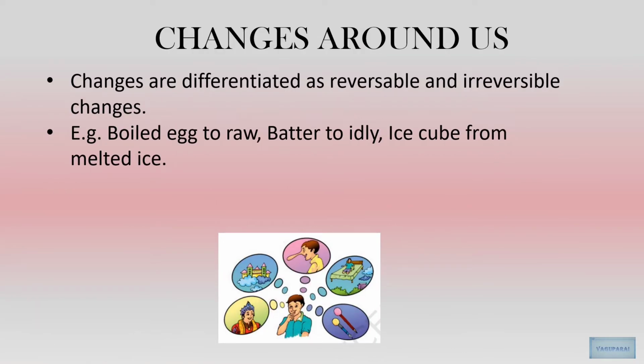How do we differentiate the changes around us? A change around us could be differentiated as reversible and irreversible changes. Some changes could be brought back again. Say, for example, we take a boiled egg, and if you want to bring back the raw egg, you cannot do that. Take idlis and you want the batter back, that you cannot do. But when we heat an ice cube, it becomes melted ice, and when we chill the melted ice, it becomes an ice cube. So this ice cube is a reversible change, while the other two are irreversible changes.